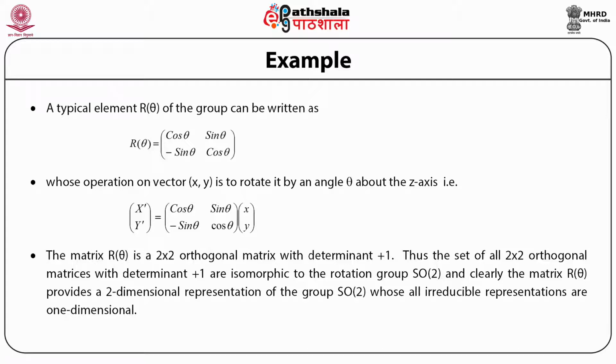So we have seen that since the group SO(2) is an abelian Lie group, all its irreducible representations are of one dimension. The representation R(theta) in the form of a 2 by 2 matrix is a two-dimensional representation, which obviously is a reducible representation.